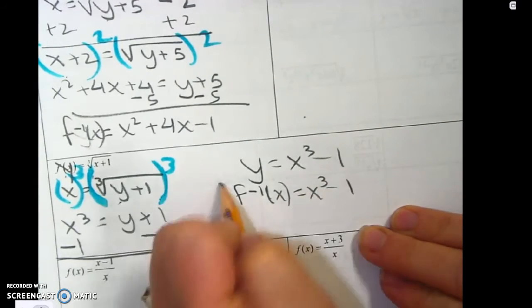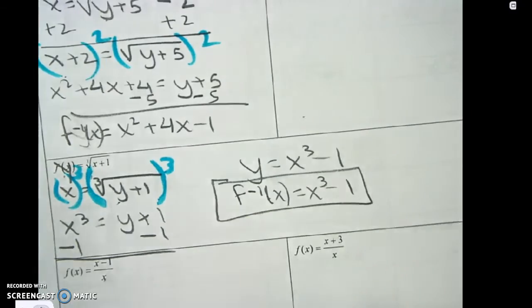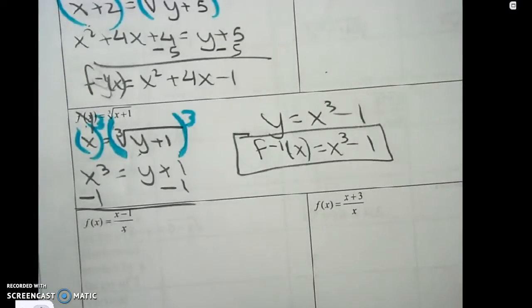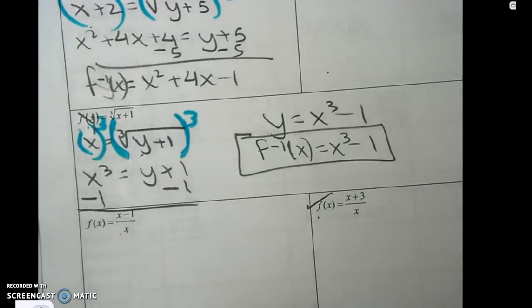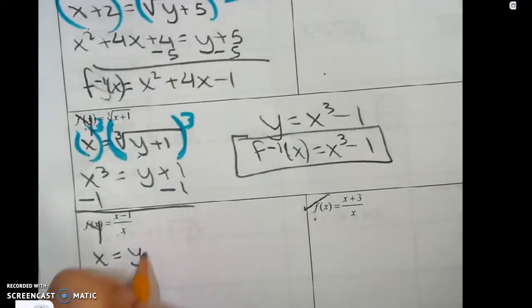We're not graphing it. We're not finding the zeros. We're just finding the inverse. There isn't a homework problem based on that, so lucky you. Now this is the last one. It's the most difficult. This will be the homework. Okay. First thing I do is switch the x and the y.